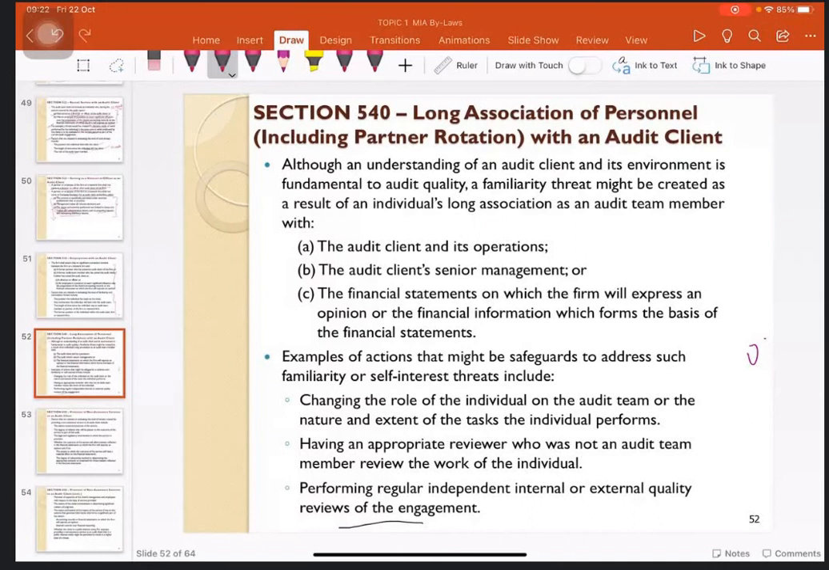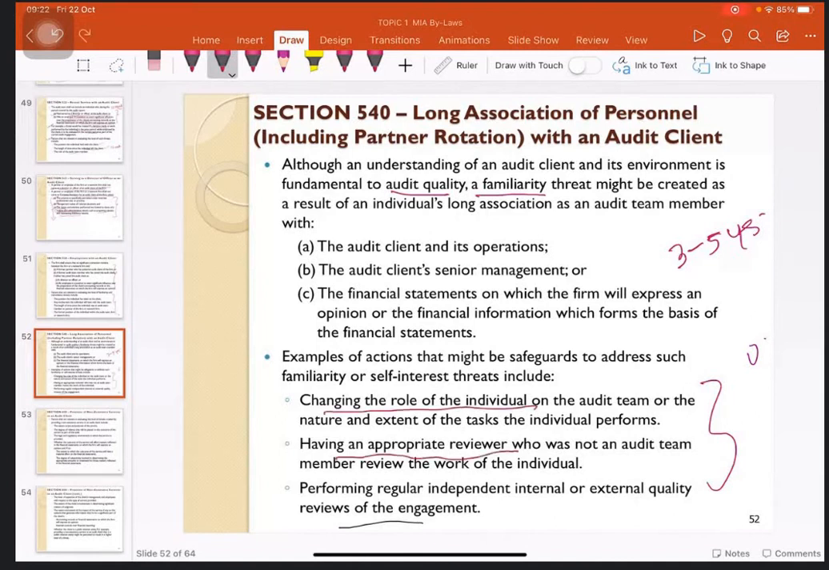Long association of personnel including partner rotation with the client. So this one adalah kita nak maintain audit quality and then kita cuba to reduce familiarity. Okay, so what we do adalah we need to rotate our audit team. So I recommend that we need to do the rotation every 3 to 5 years. Okay, how to do the rotation? We change the role of the individual.